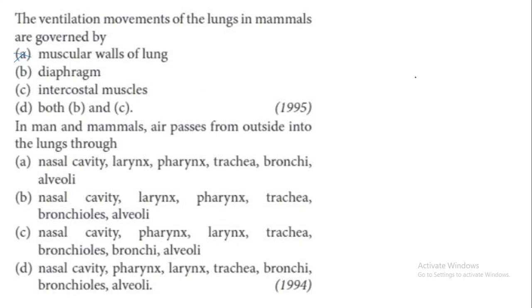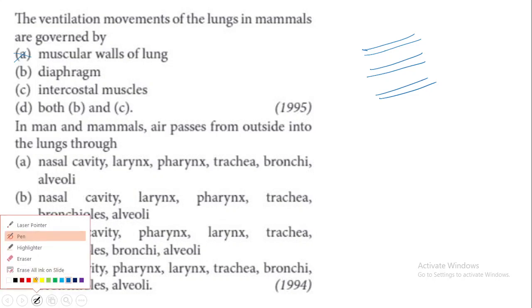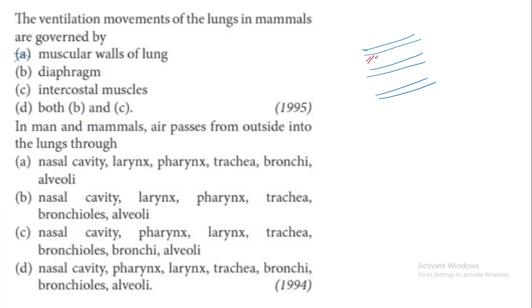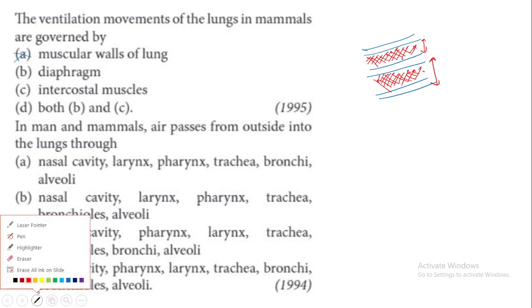Intercostal muscles. What are intercostal muscles? Wherever we have ribs, between them there is a special type of muscle called the intercostal muscle that helps in the movement. These are striated muscles, or skeletal muscles, that are attached to the ribs. They contract and relax as the ribs expand and move up and down during breathing. So movement of the ribs is basically brought about by intercostal muscles. All right.